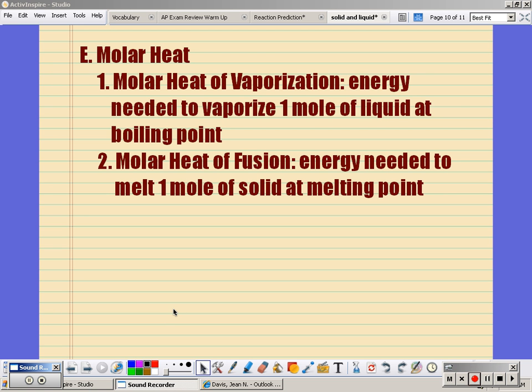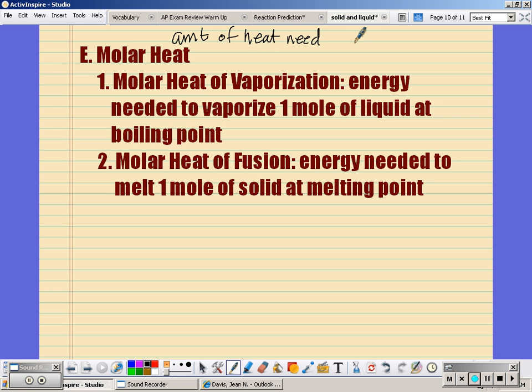Molar heat. Molar heat is the amount of heat needed to do something for 1 mole of the substance. So molar heat of vaporization is the amount of heat needed to vaporize 1 mole. It's the amount of energy. Heat is just energy, so it's the amount of energy needed to vaporize 1 mole.